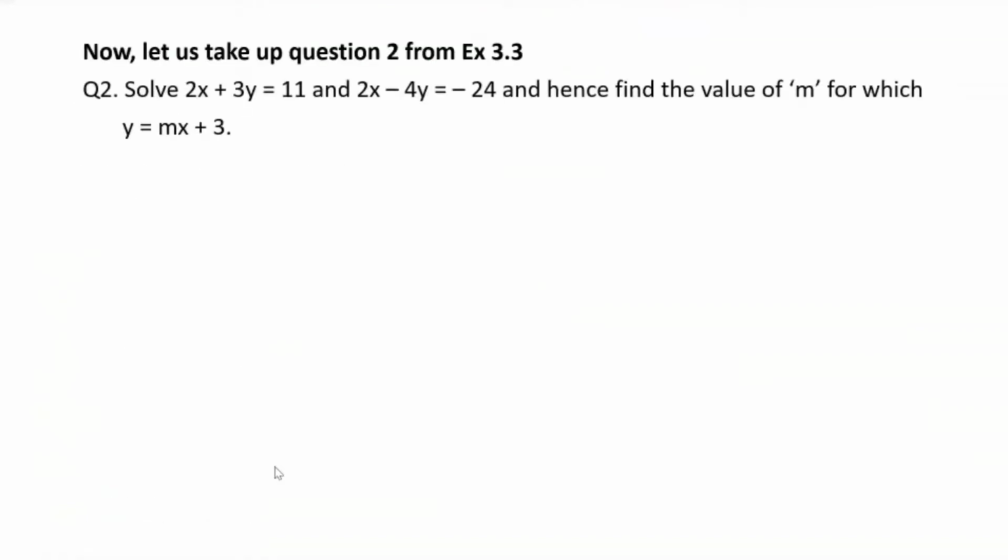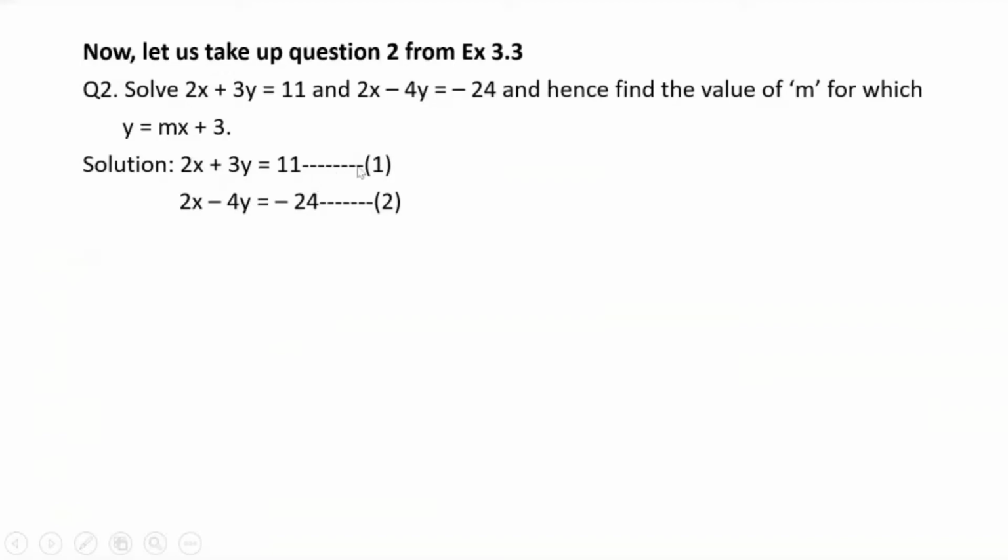I'm taking the question number 2 from exercise 3.3. Solve 2x plus 3y equal to 11 and 2x minus 4y equal to minus 24, and hence find the value of m for which y is equal to mx plus 3. Again, this is a good question. If I take the first equation, 2x plus 3y equal to 11, and the second equation I take it to be as 2x minus 4y equal to minus 24.